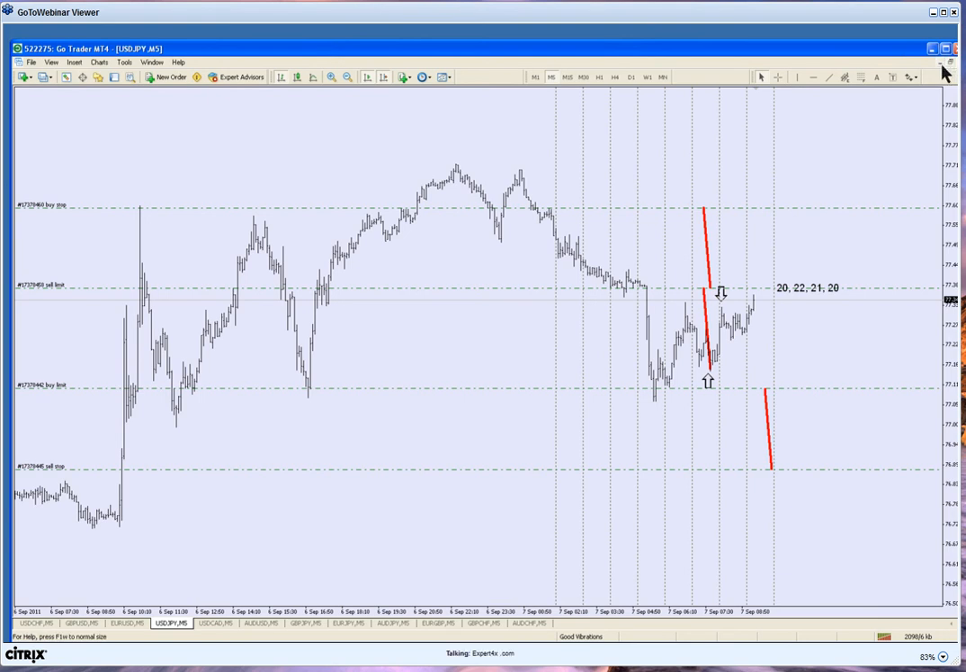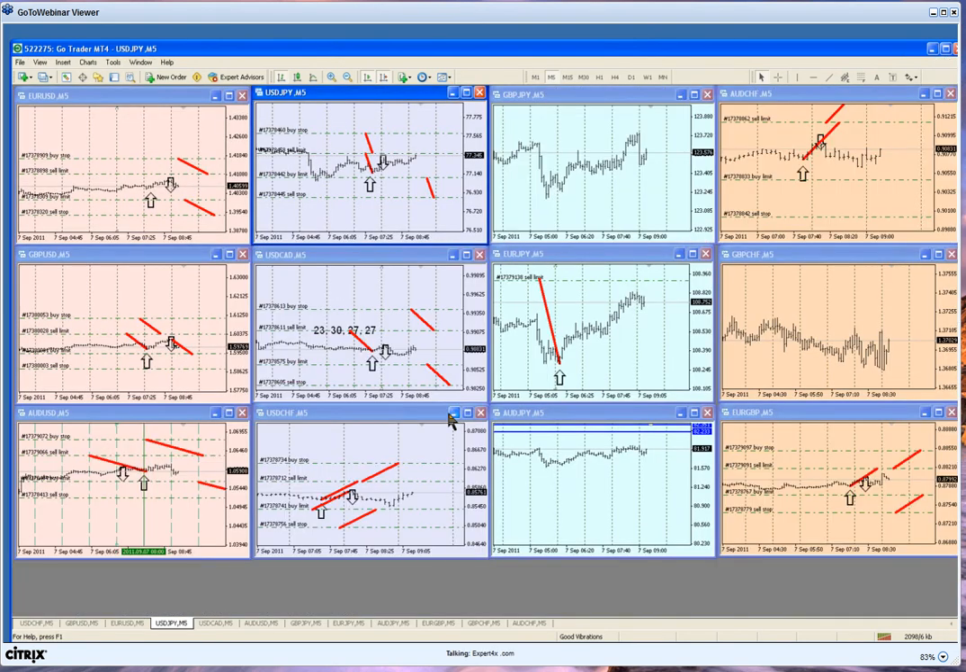So I must apologize for the sideways market. I really didn't think it would be that sideways, given the disruption that's happened in the market.